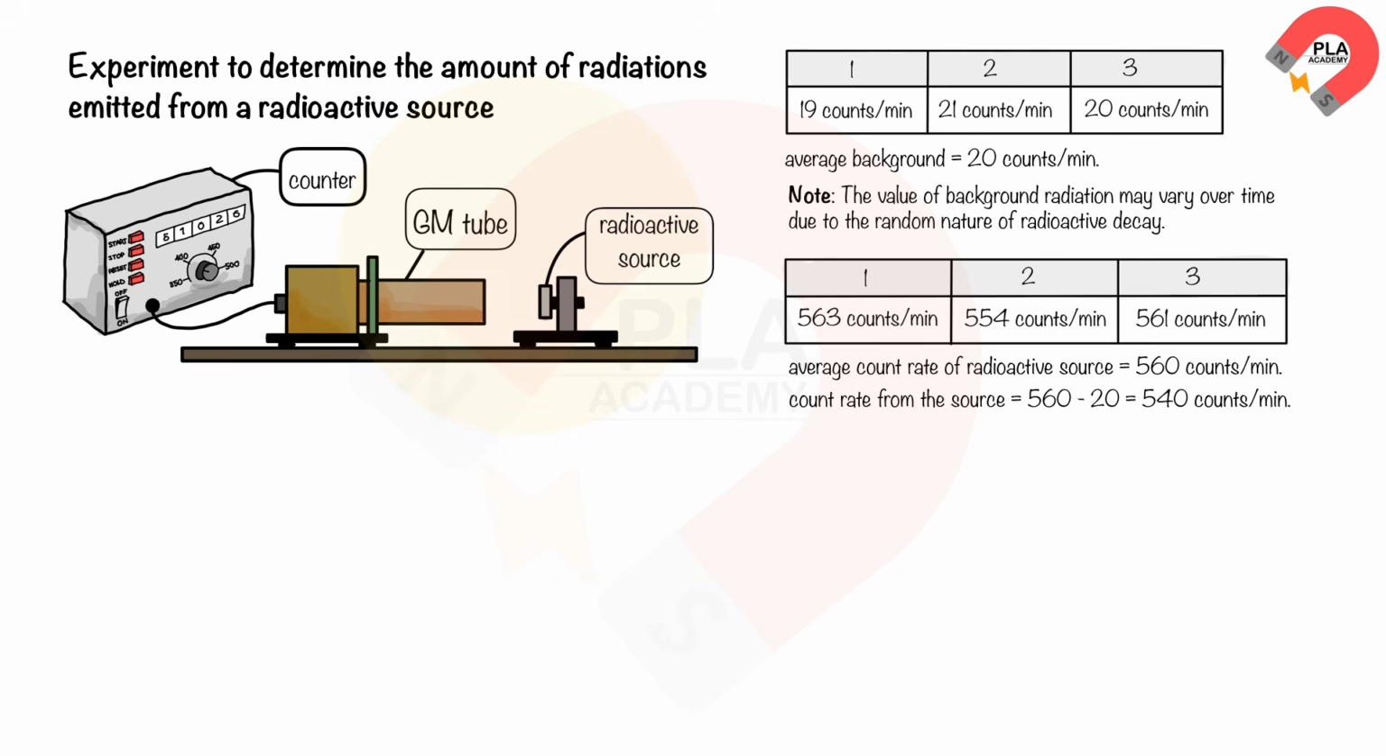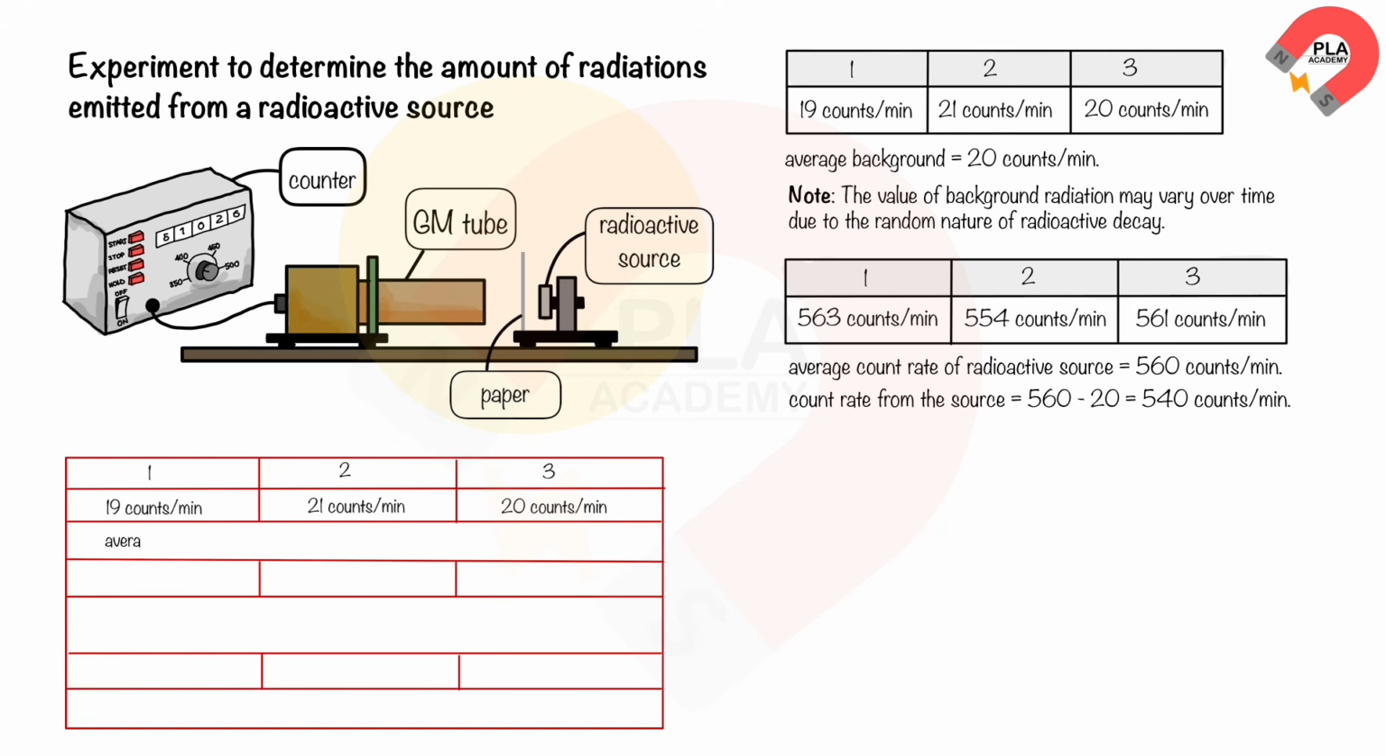Third method, to measure the count rate of the radioactive source with paper, as shown in the diagram. Paper only stops alpha particles, so their count rate will not be detected by the GM tube. If the average count rate is approximately equal to the background radiation, it means all the source's radiation was alpha particles. If the average count rate is more than background radiation, but less than 560 counts per minute, then some of the source's radiation is alpha, while the rest is beta or gamma.